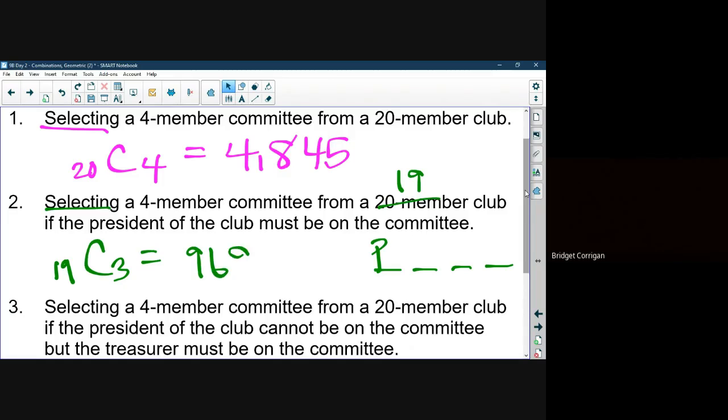And when you get that, you should find that there's 969 different ways that 3 members can be chosen from a set of 19. Again, the N is always your total set or the bigger number, and your R is the number that you're choosing.